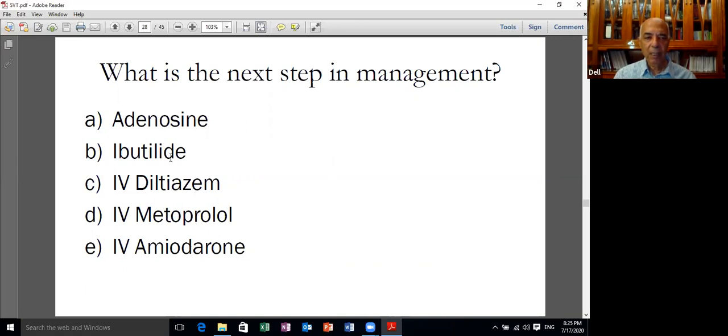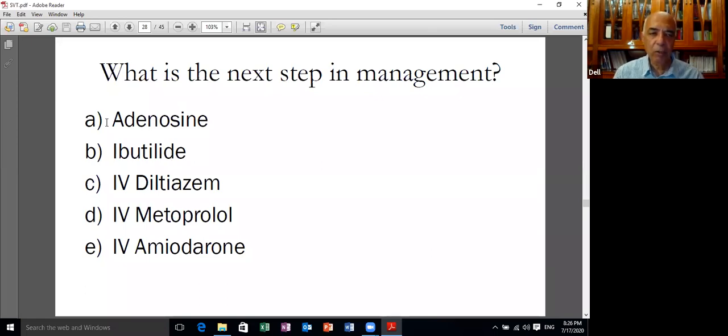The correct answer is ibutilide, a class 3 antiarrhythmic drug, given as 1 milligram over 10 minutes. You wait another 10 minutes. You can repeat 1 milligram over another 10 minutes. Very effective in blocking the accessory pathway.